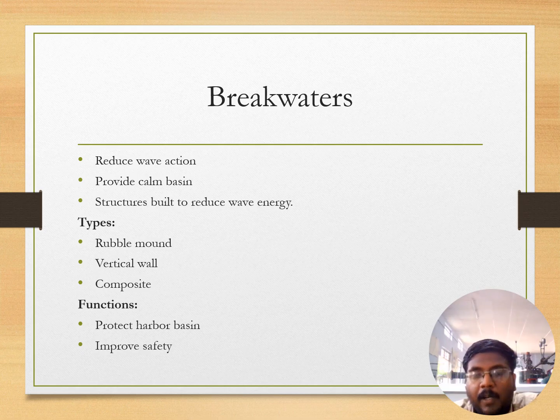During the time of bad weather condition, the entire wave energy should not directly transfer to the harbor. Some wave energy should be directly absorbed with the help of the breakwater. Only a small remaining amount of energy should transfer to the harbor. There are three different types of breakwater: rubble mound breakwater, vertical wall breakwater, and composite breakwater.